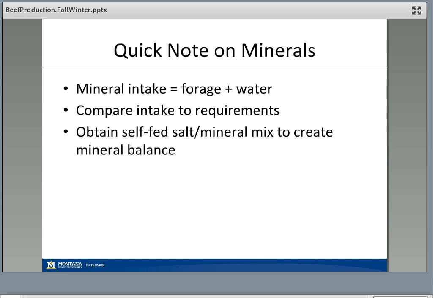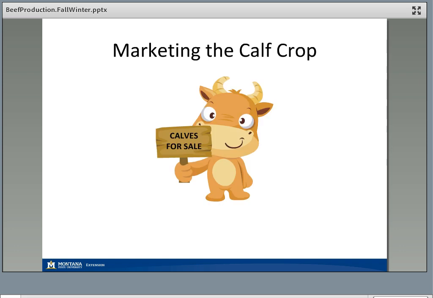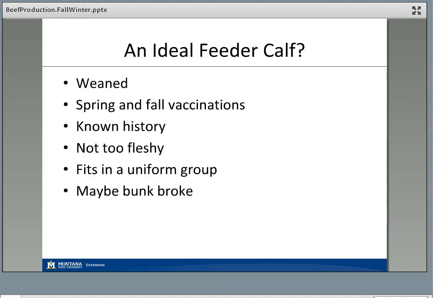So now we'll switch gears here again and talk a little bit about marketing the calf crop. An ideal feeder calf, when you talk to the feedlots, who are our customers, they're going to say things like they'd prefer if they were weaned, so not off the cow, would prefer that they have spring and fall vaccinations. They'd like to know a little bit about them, want them to be green enough that they're not too fleshy. They like uniformity, and it's sometimes a benefit if they know how to eat out of a bunk.